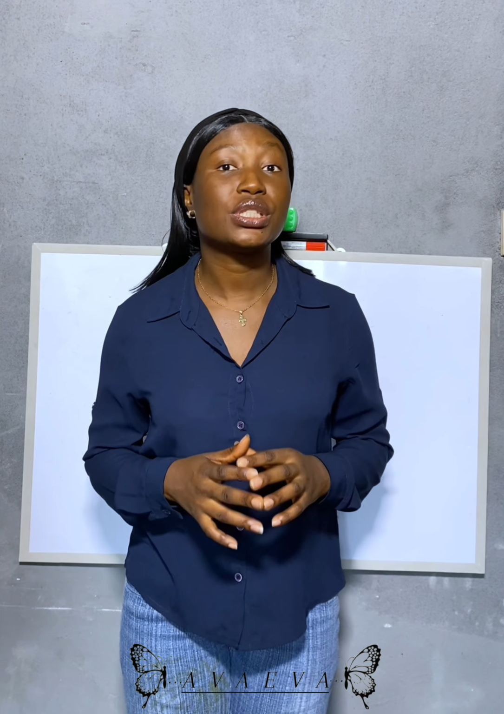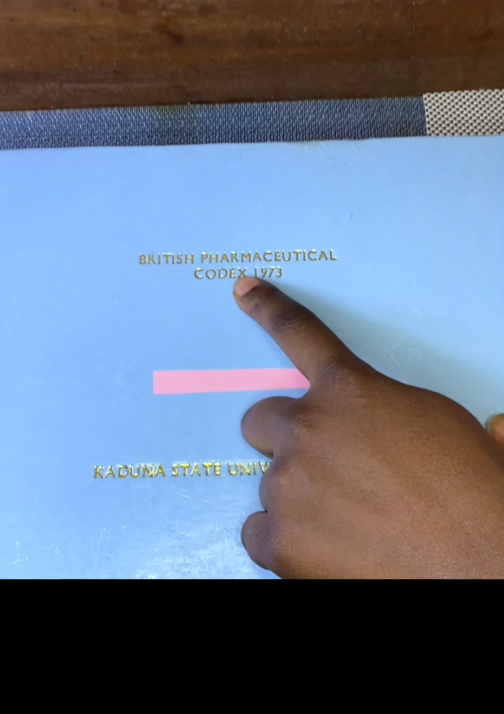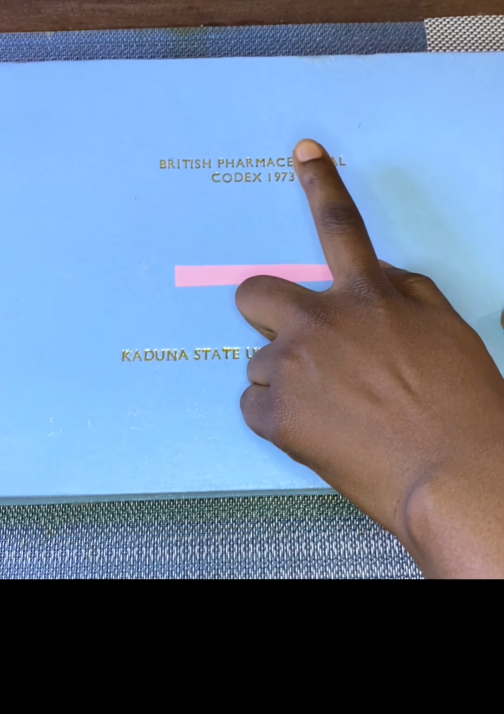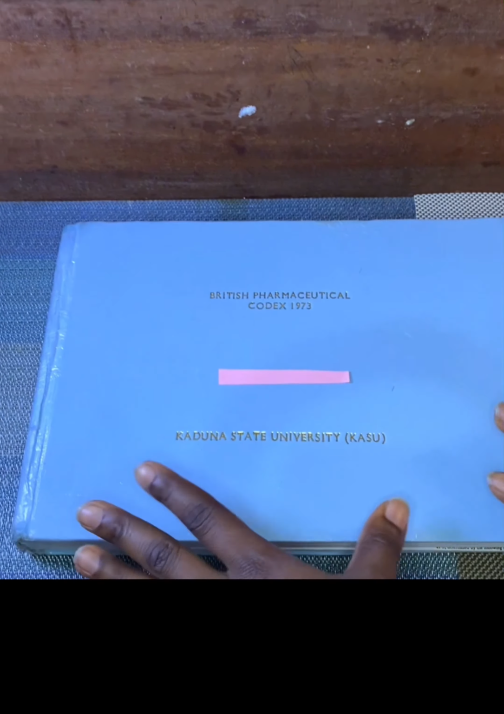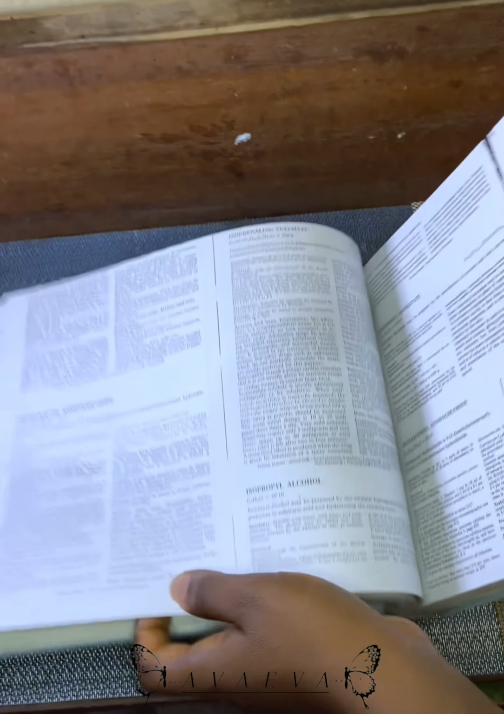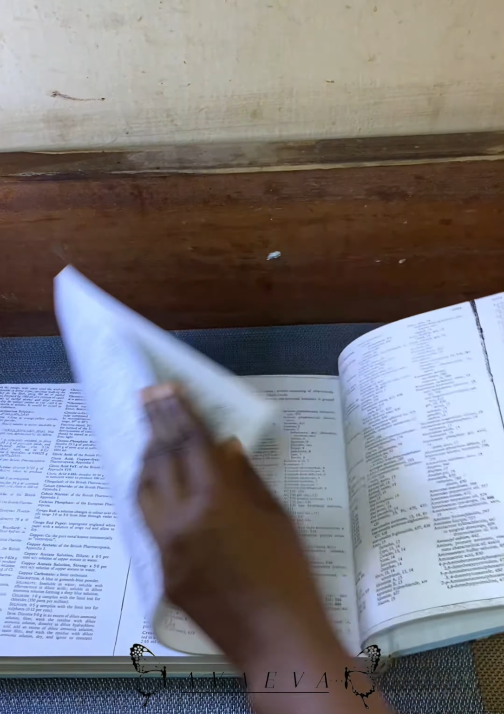Before we dive right into the tutorials, some essential materials required for a good dispensing report include the BPC, which is short for the British Pharmaceutical Codex, and here in Kaduna State University we use the 1973 edition. When looking for any preparation in the BPC, have it at the back of your mind that the BPC resembles a dictionary because preparations are arranged alphabetically, or you could go to the last pages of the BPC where you will find the table of contents, or the index rather.